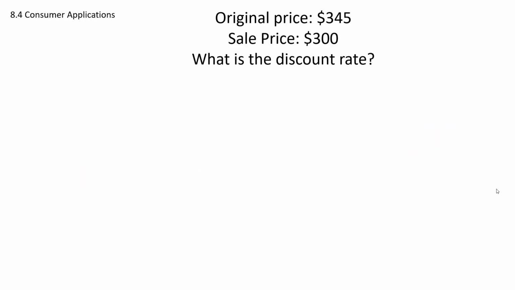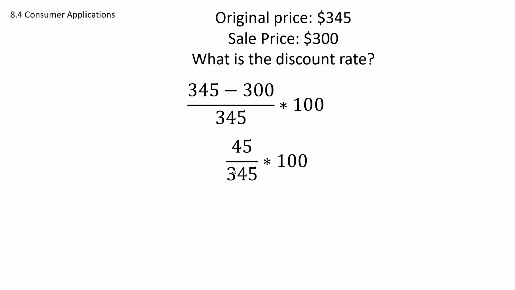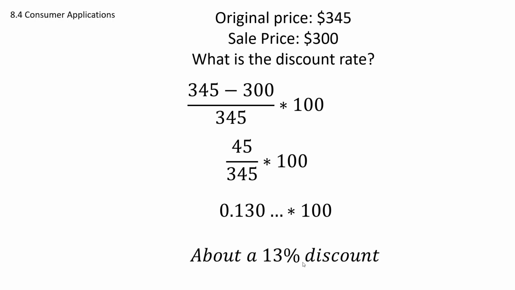We'll keep going. Okay, original price is $345. The sale price is $300. What is the discount rate? Difference over original times 100. So we're going to do difference over original times 100. It works out to 45 out of 345. And you're going to get about 13% discount. That is the discount rate.